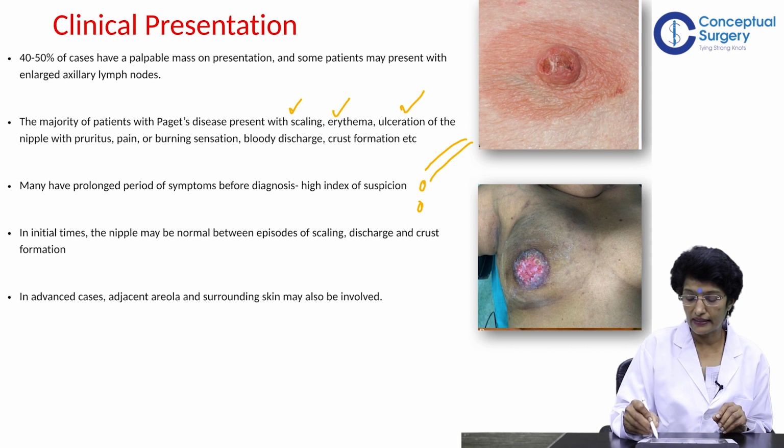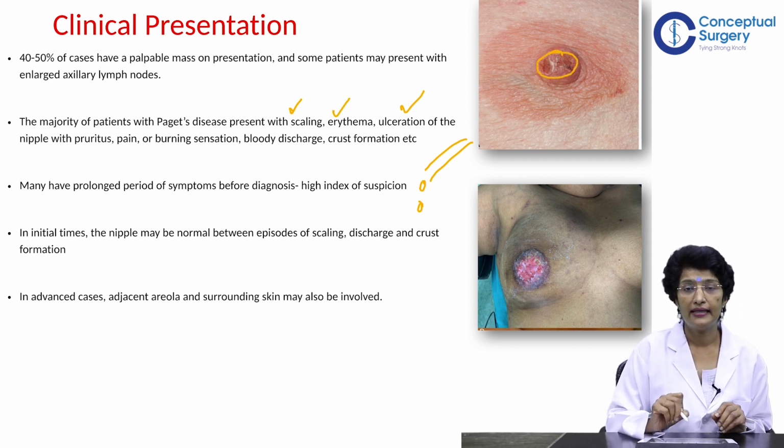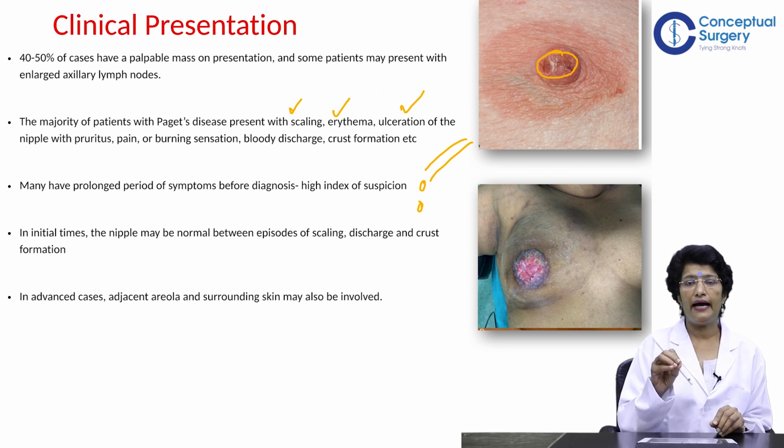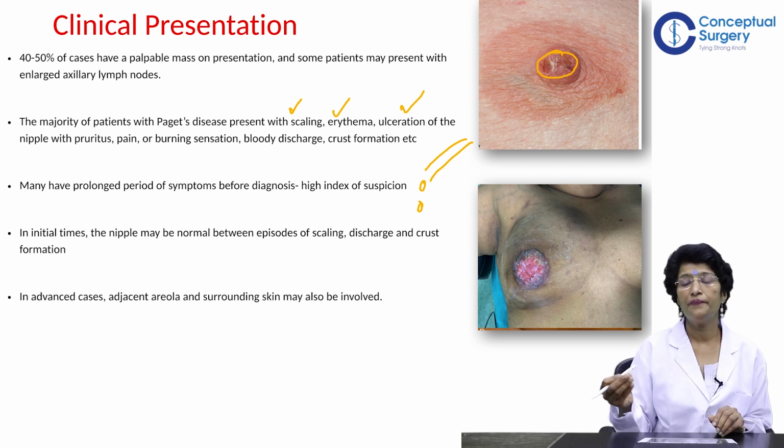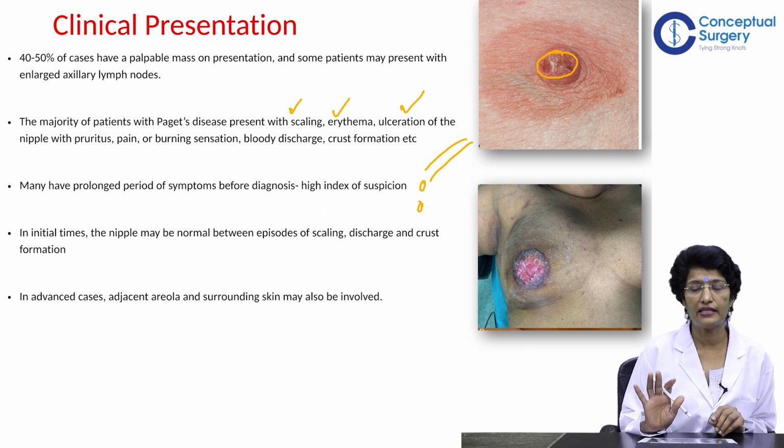But here, if you look at this picture, this is the area which is not looking right, where there is crustation and sometimes the crust falls off. There could be bleeding from the surface. So that is what you get in Paget's disease.